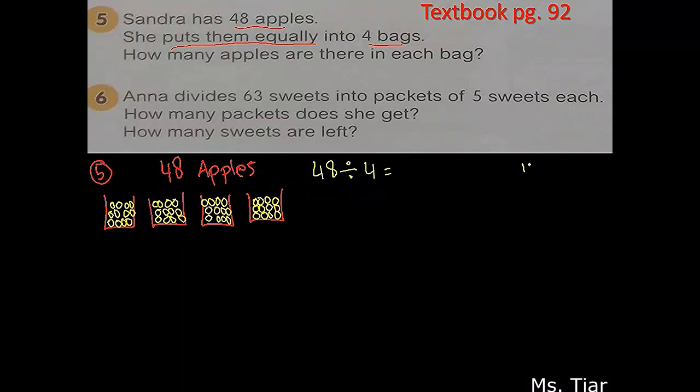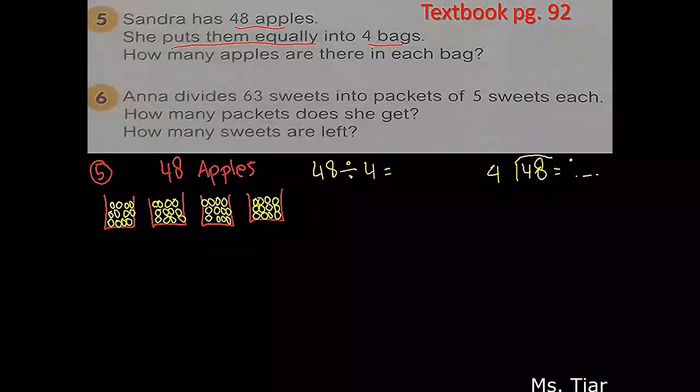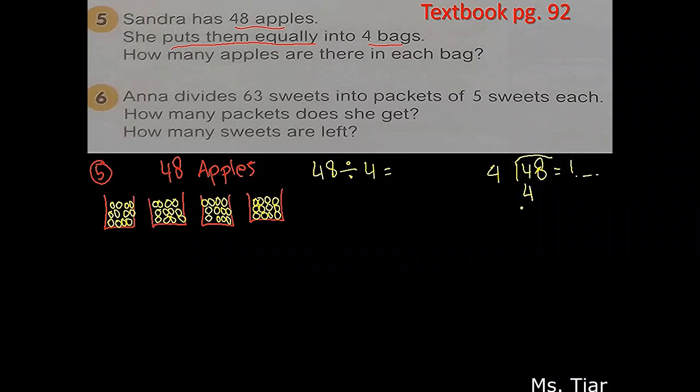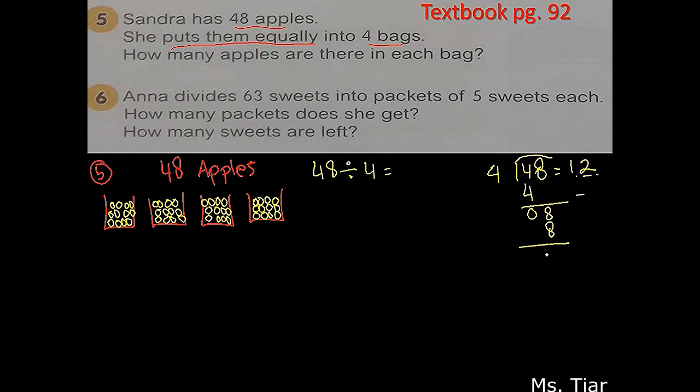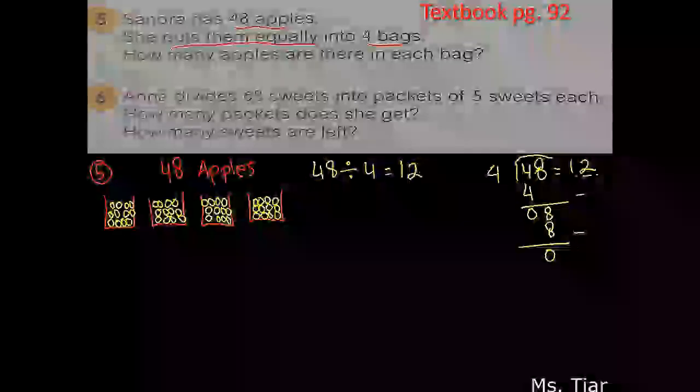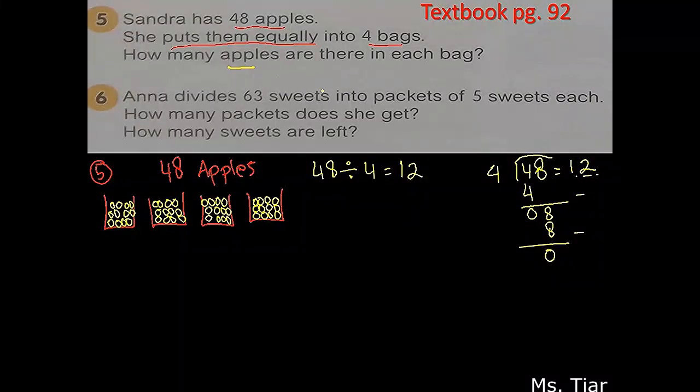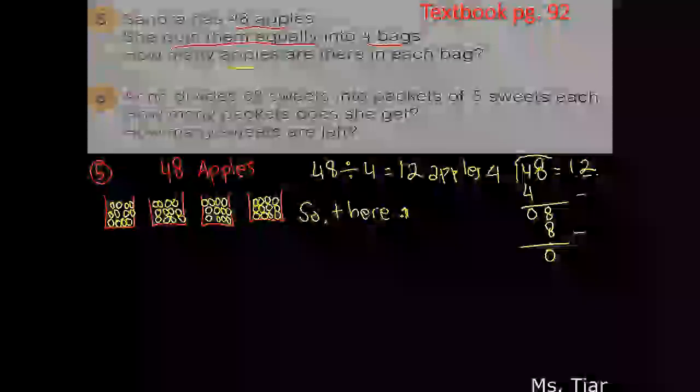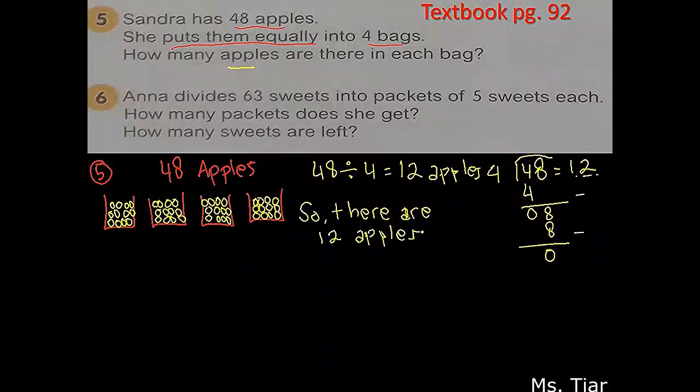Let's put it vertically over here. 4 divided by 4, we get 1. 1 times 4 is 4. Subtract it, 0. And then 8, regroup 8. 8 divided by 4, we get 2. 2 times 4, we get 8. You subtract it, you get 0. So 48 divided by 4, you get 12. The unit is, what are we talking about? Apples. So we write down apples here. Now, let's put the sentence. There are 12 apples in each bag.